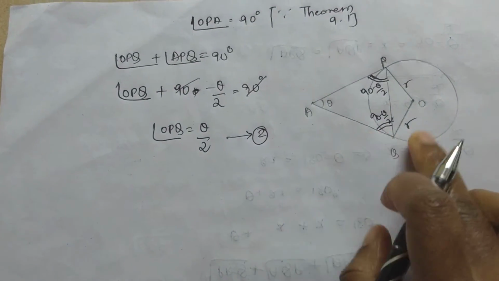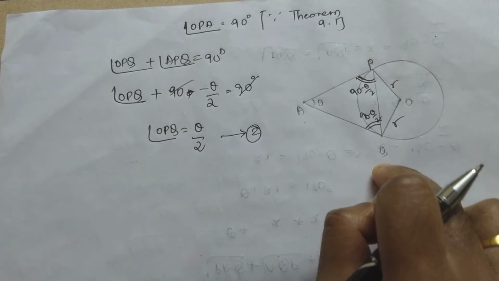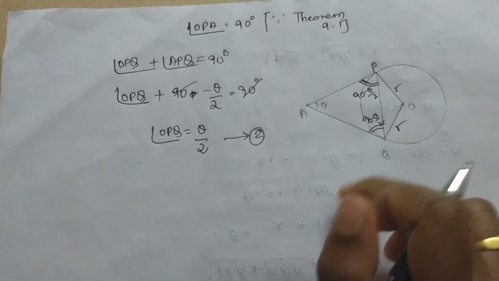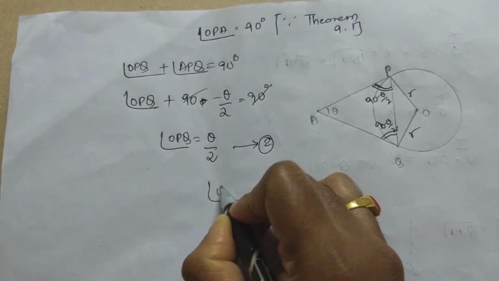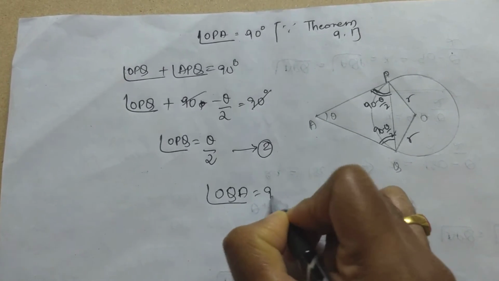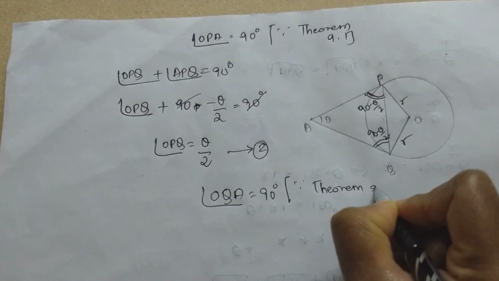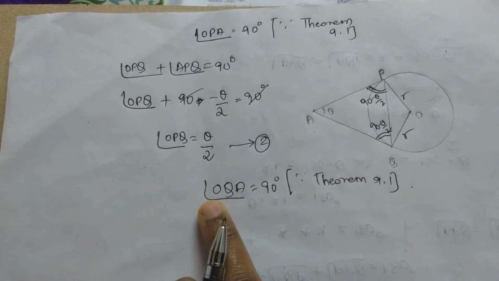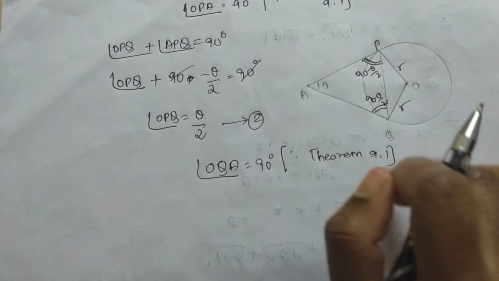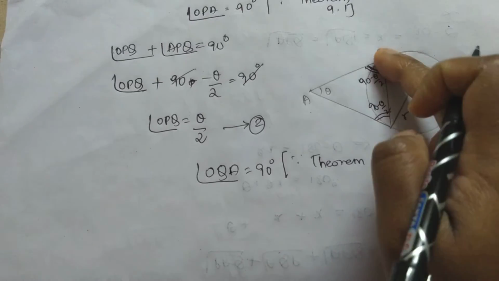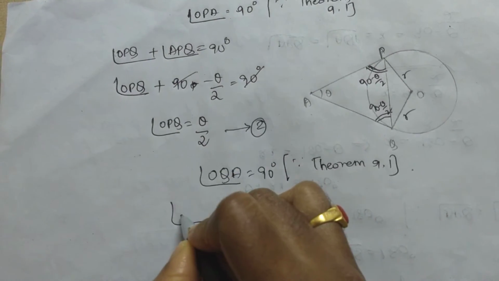In the same way, here also OQ is perpendicular to AQ, since the radius is perpendicular to its tangent as per theorem 9.1. So the angle formed at Q will be what? It is 90 degrees. Therefore, angle OQA equals 90 degrees, since theorem 9.1. So angle OQA can be written in the same way as angle OQP plus angle PQA.